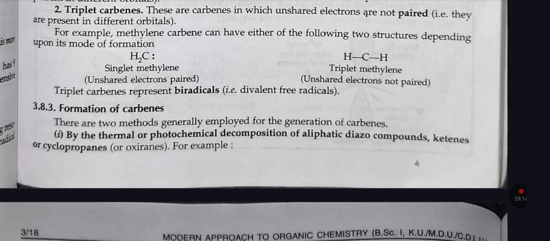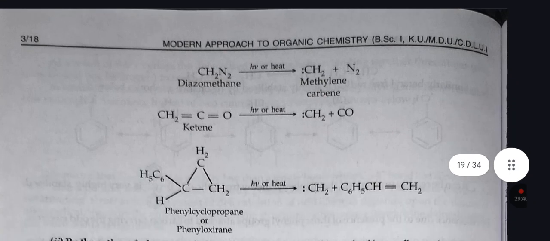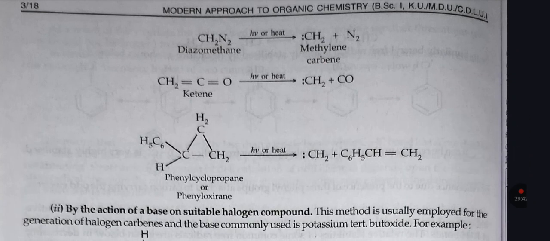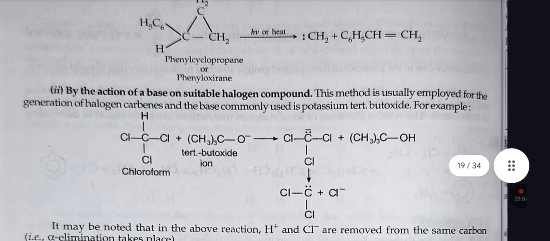Formation of carbene. There are two methods generally employed for the generation of carbene. First, by the thermal or photochemical decomposition of aliphatic diazonium compounds, ketones, cyclopropanes or oxirenes. For example, diazomethane on treatment with sunlight or heat will give methylene carbene plus N2. Ketene on treatment with sunlight or heat will give CH2 plus CO. Phenyl cyclopropane or phenyl oxirene on treatment with sunlight or heat will give CH2 plus C6H5CH=CH2.